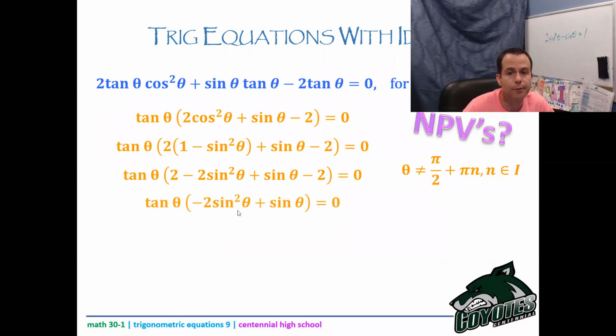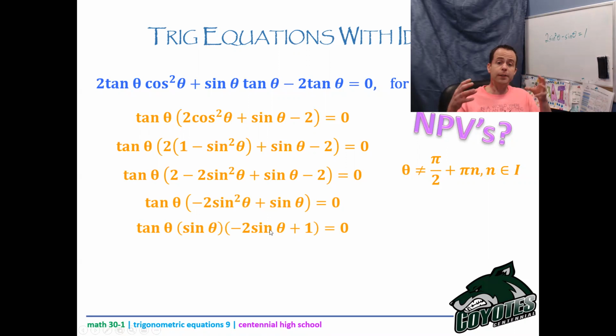Now I want to factor. Sine theta is common to both of those. So I took out the sine theta, and that would leave me with negative 2 sine theta plus 1. So I've simplified this into all of the factors, which means now I'm back to the 0 product principle. Remember, I couldn't do any of this if it didn't equal 0 here. Big thing to remember. It does equal 0, so I'm good to go. So this is the 0 product principle. It's just that now I break it down into 3 different statements.